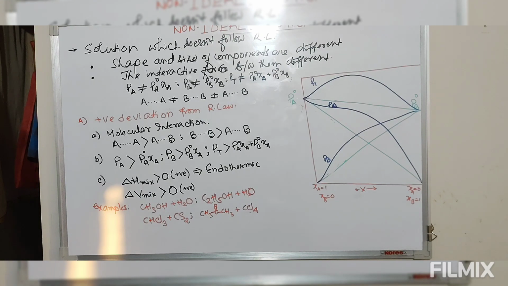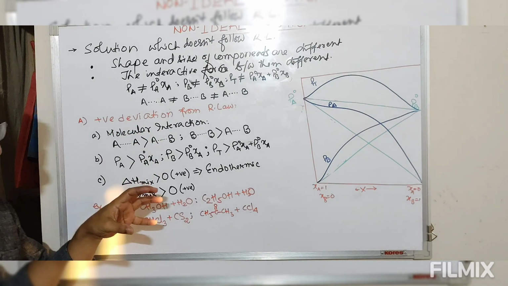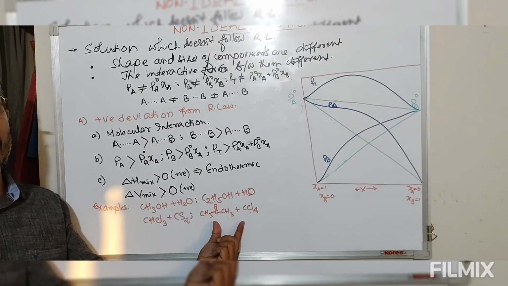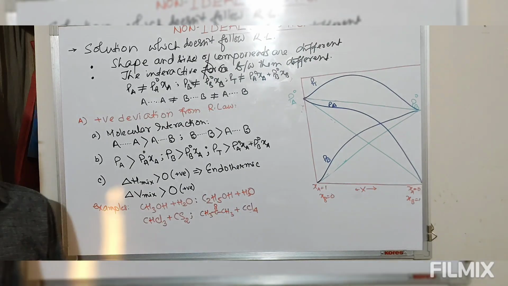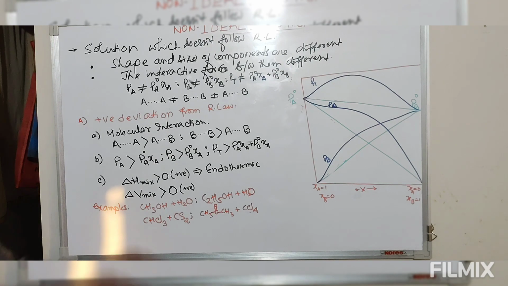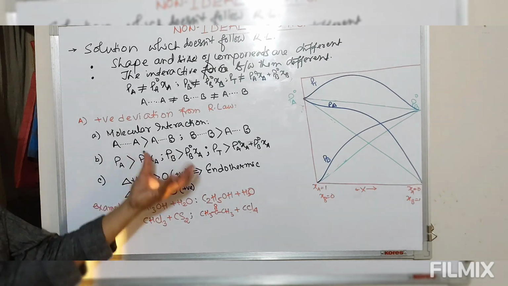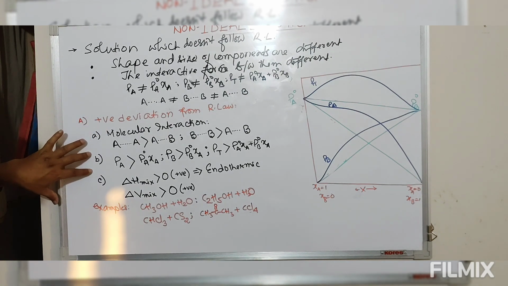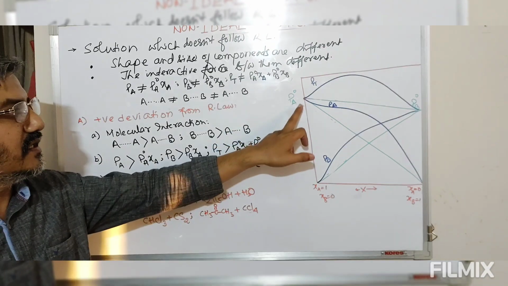Now all this can be explained based on molecular interaction. In any given solution, we just have to check the strength of the interactive force that exists between the pure components and that between the different components A and B in the solution. Once we can identify the strength of intermolecular attraction, we can easily predict whether the solution will show positive or negative deviation. So this is positive deviation in terms of molecular interaction, Raoult's law, thermodynamic parameters and examples, and this is the graph.